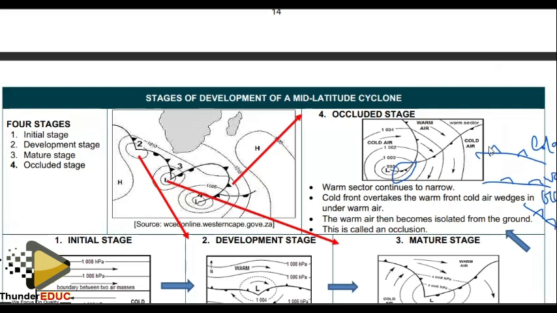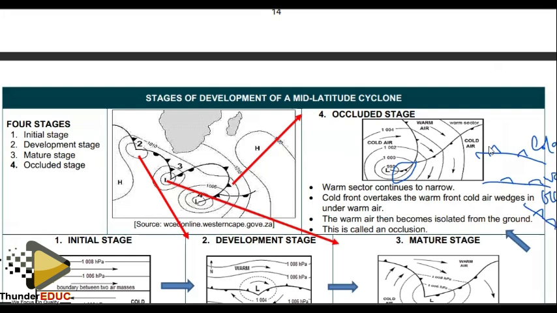What is the meaning of occlusion? We are saying the warm air has been completely displaced from the Earth's surface. It's now only occupying the upper atmosphere. The warm air has been displaced because of the fast movement of the cold front towards the warm sector, and it is forcing the warm air to be vertically displaced and is now only in the upper atmosphere. That is basically what we refer to as the occlusion stage, what we call the occluded stage. It will mean that the warm air has been displaced from the ground surface.